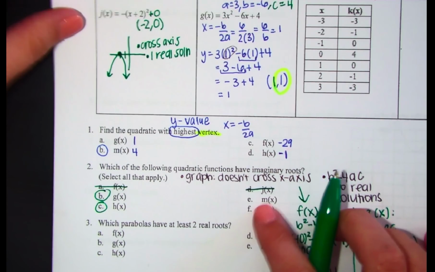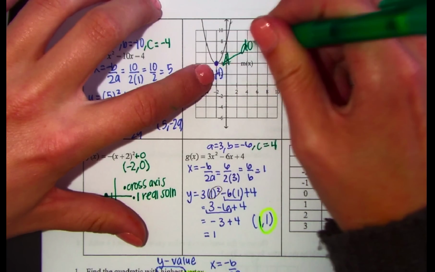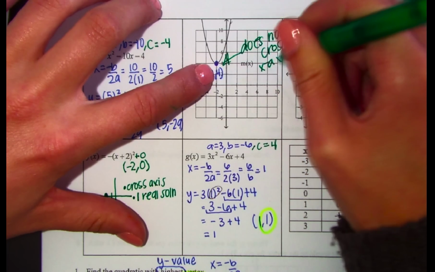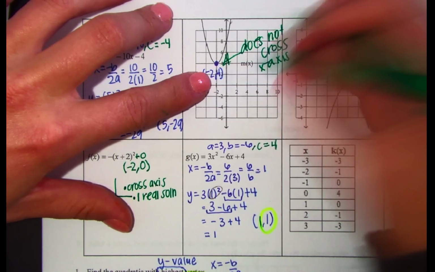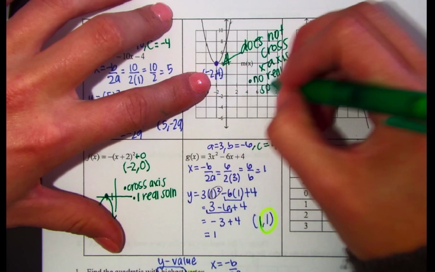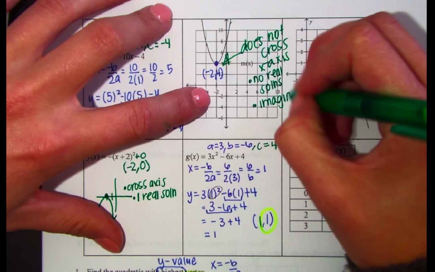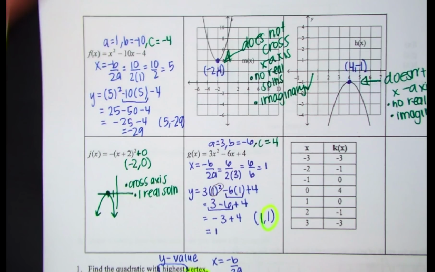And then m of x is this graph. M of x, again, does not cross the x-axis. Since it doesn't cross the x-axis, it means that there are no real roots or no real solutions, which means we do have imaginary. So my next answer is E, m of x.